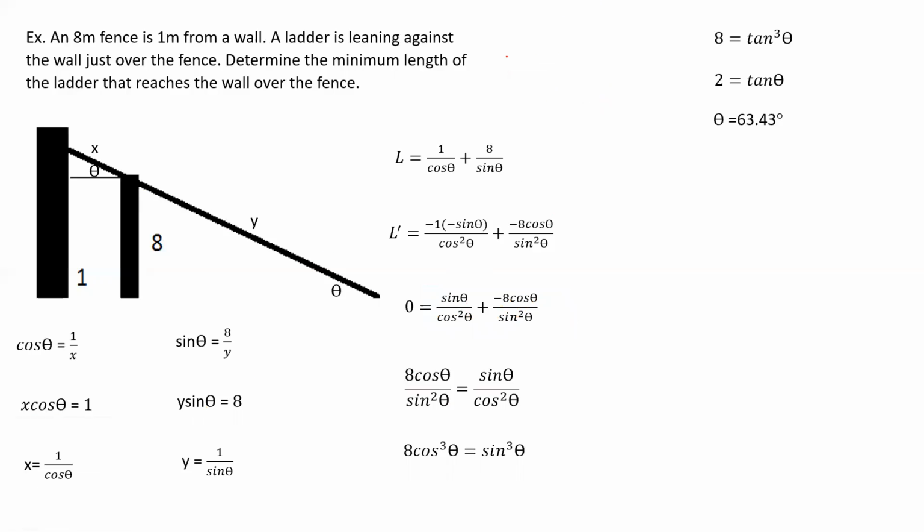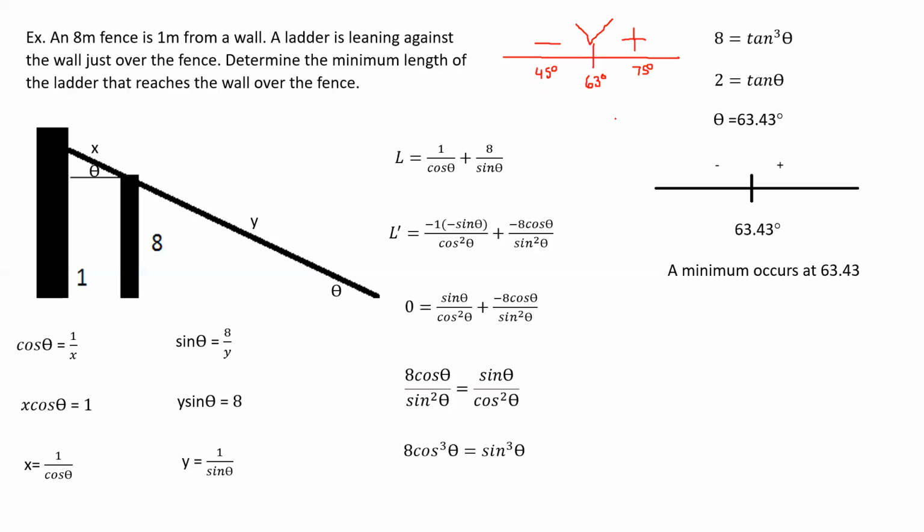So put in a nice angle on the right-hand side of 63 degrees. I know you might be tempted to use 90, but we can't. The reason we can't is cosine of 90 is 0. So I'm afraid this is calculator time. Just pick an angle on the right, maybe 75 degrees. Plug it in, and the calculator says positive. And so we have a minimum at 63.43 degrees.